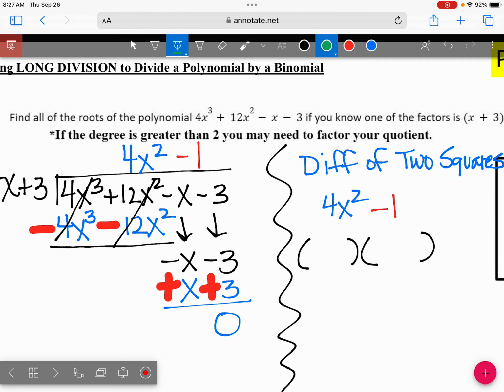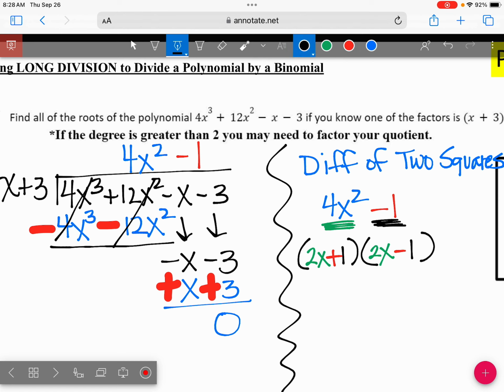And then what multiplies to be 4x squared? What's the square root of 4? Let me ask you that way. 2. So you're going to put a 2x in front of both parentheses. Do you agree that 2x times 2x is 4x squared? Okay. And then in the back, we have this -1, and the only thing that multiplies to be 1 is 1 times 1. One parentheses has addition and the other one has subtraction.